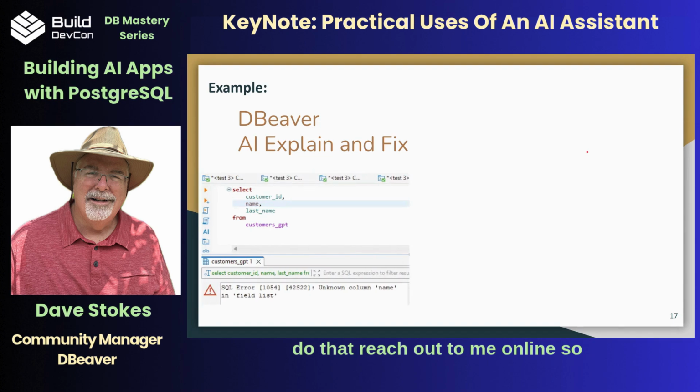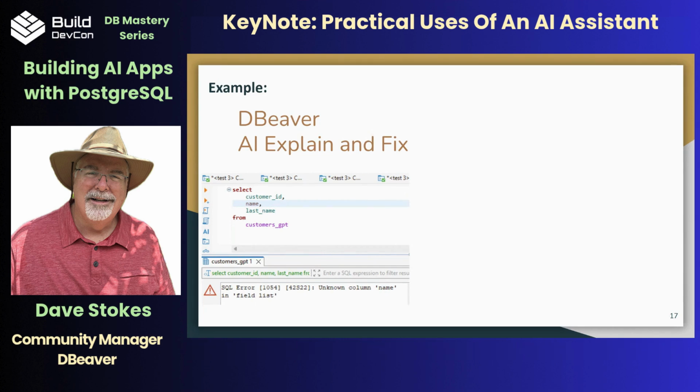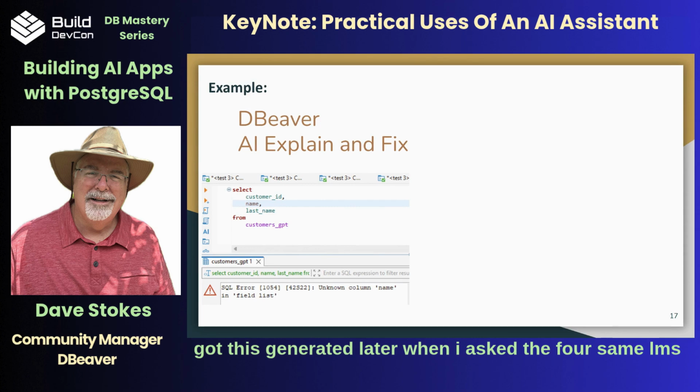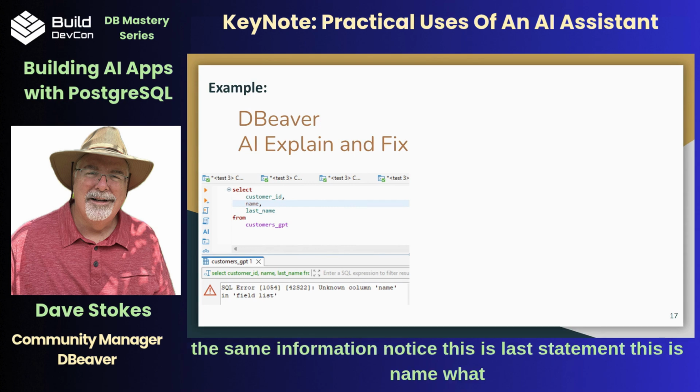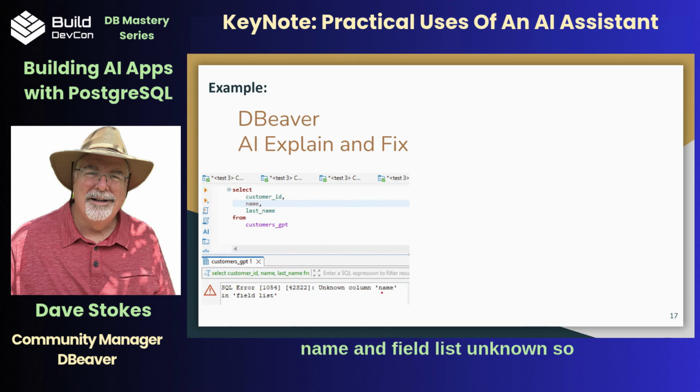So, here's an example of using it. I'm selecting customer ID, name, last name from customer GPT. This was a customer table. You'll see how I got this generated later when I asked the four same LLMs the same information. Notice this is last name and this is name. What I've done is fat fingered. There's no first underscore name. So when I go to run the query, I get this error: column name in field list unknown.